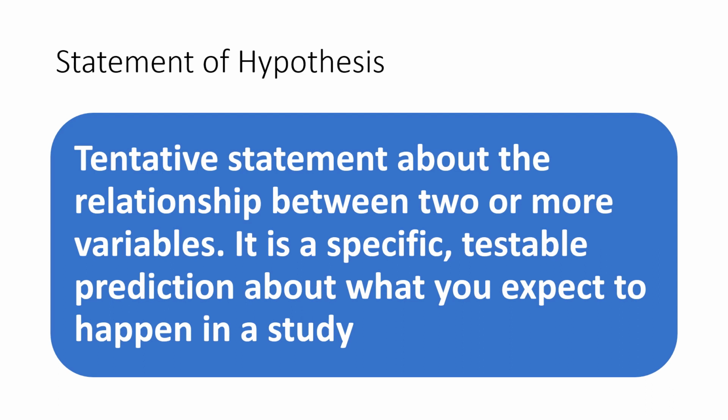Then you can now write the statement of hypothesis after you formulate the objective of the study. The statement of hypothesis is a tentative statement about the relationship between two or more variables. It must be a null hypothesis. So it is a specific, testable prediction about what you expect to happen in the study. For example, you can say there is no relationship between financial literacy and entrepreneurial skill.